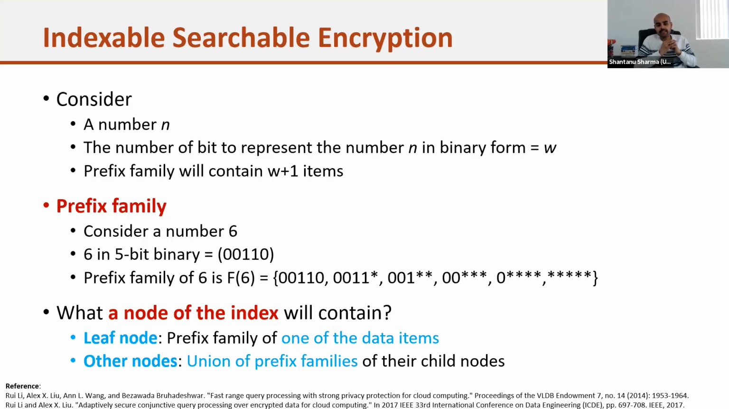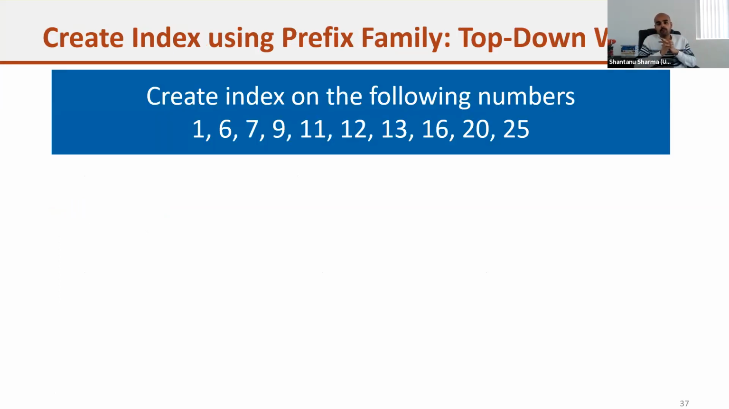So here is the thing: the leaf node will contain exactly the prefix family of one data item, and the other nodes will contain the union of their child nodes. Suppose these numbers are given to the database owner, and he wants to create this kind of tree. The tree is created in a top-down manner.